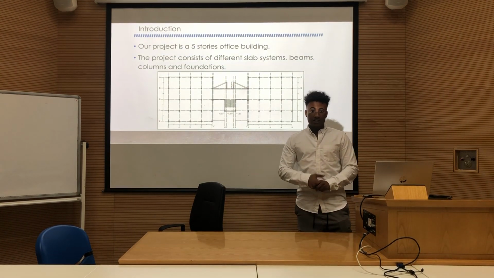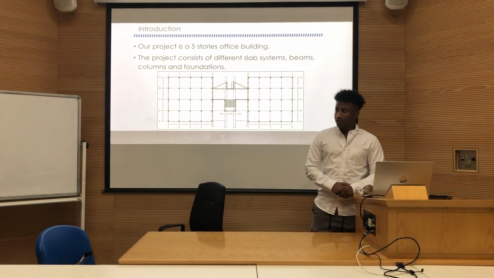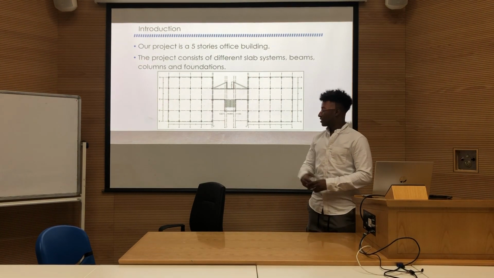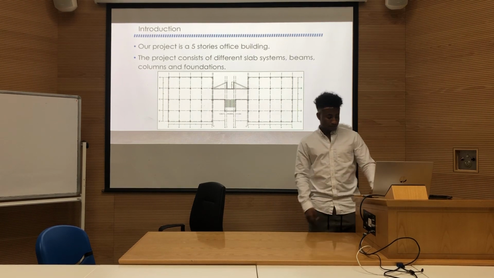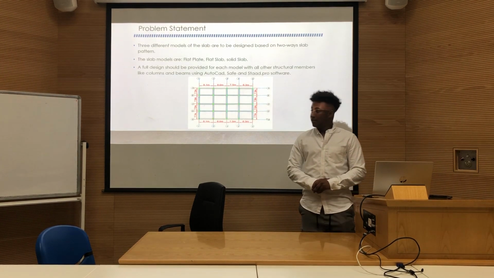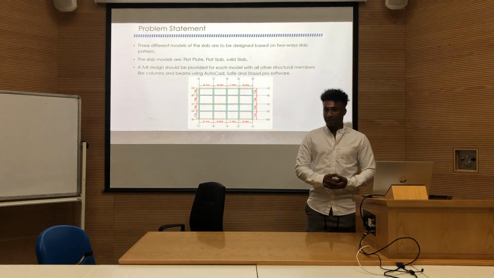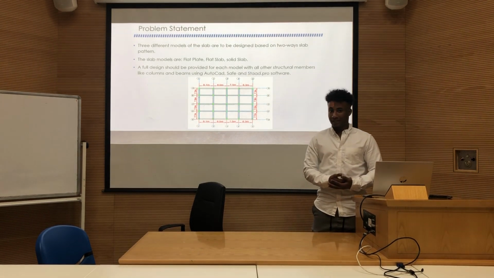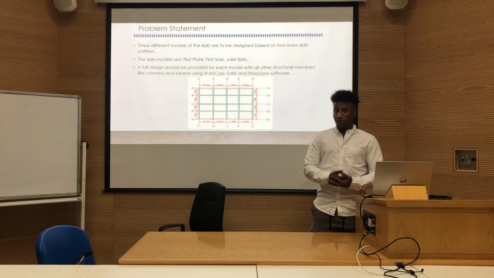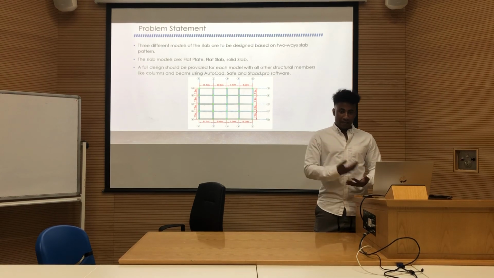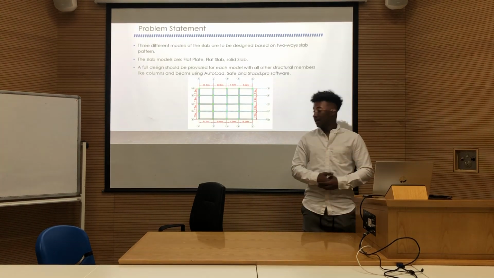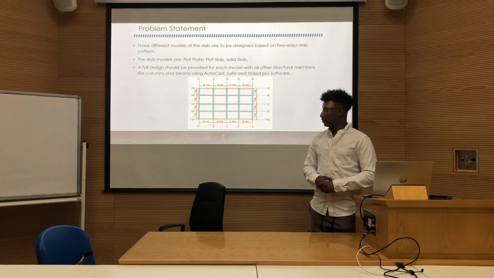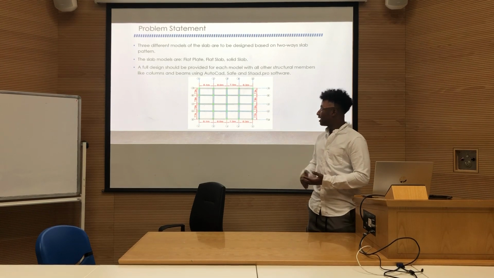Our project is designing a 5-story office building that consists of different structural components such as slab systems and continuous beams, columns, and foundations. The problem is that we have to design the different slab systems that are to be designed in a 2-way slab pattern, which are, that I mentioned earlier, the flat plate, flat slab, and solid slab. We used several design software to fully design every structural component such as DAD, SAFE, and AutoCAD.